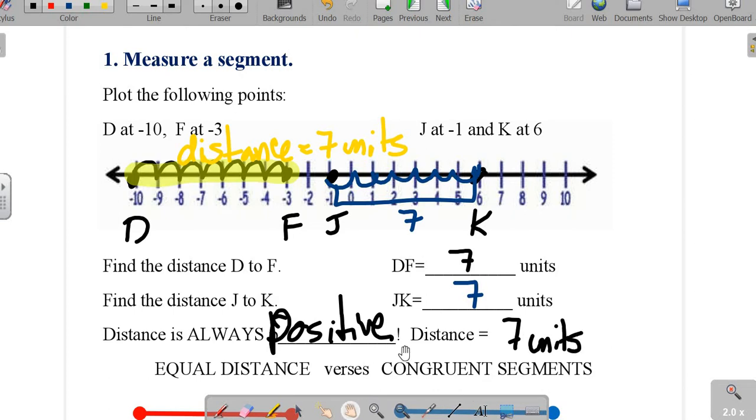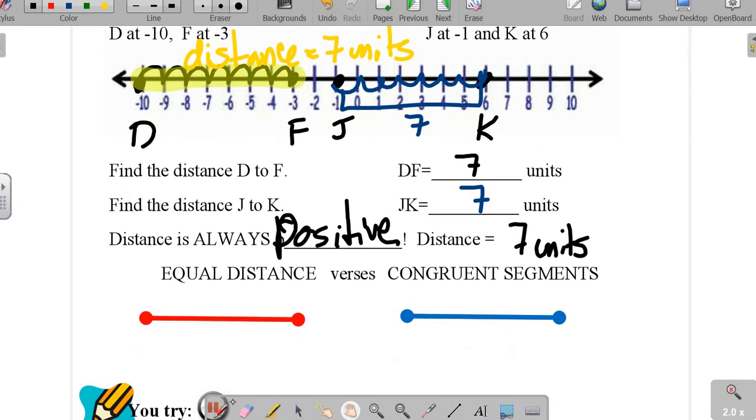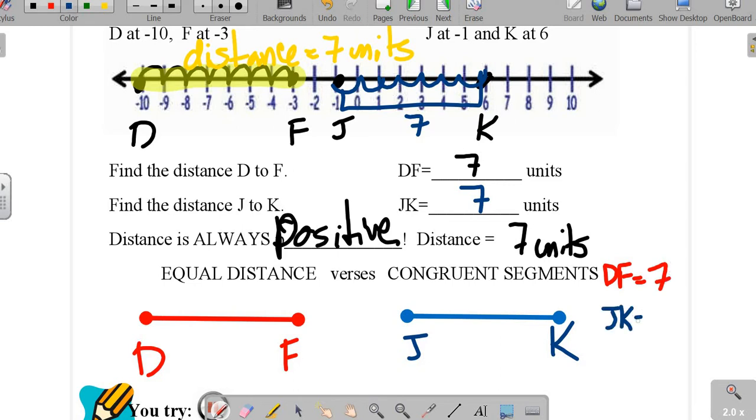Now watch very carefully the difference of my notations. We have DF, and then we have JK. If I want to say that the distance of DF is 7, notice what I use. I write DF with no segment above it. That means the distance between is 7 units. And JK, the distance between is 7 units.